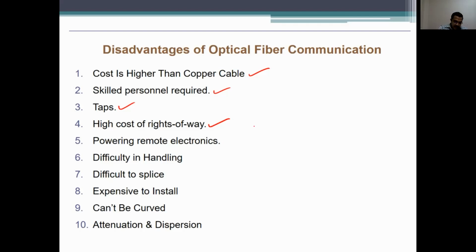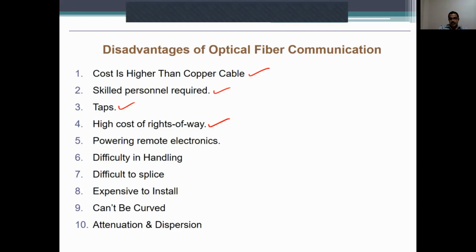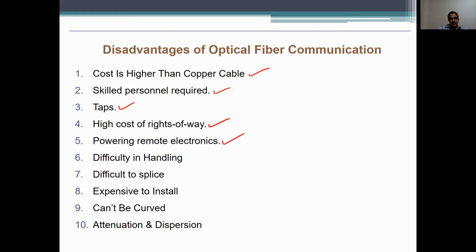Another main drawback of optical communication system is the powering of remote electronics. What do you mean by powering of remote electronics? You may have experienced landline phones, right? Most of you may be familiar with landline phones. What is the advantage of a landline phone? Even if there is no power at your home, you can use your landline phone, right? The exchange may be providing power supply to your landline phone. Your landline phone will ring, or you can speak over it even if there is no electrical power at your home, because the landline phone is powered by the exchange. The nearby exchange will be sending power to the landline phone.